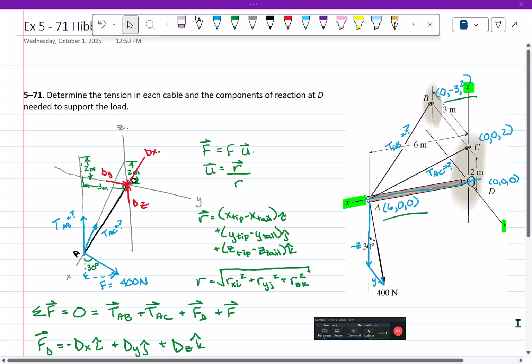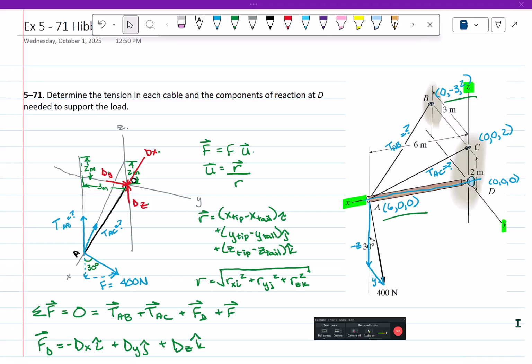I'm going to record the example that we started in class, and this is problem 5-71 in Hibbeler, the 15th edition. First I'm going to go over what we talked about in class and go through all of the equations in essence, and then start the solution. We weren't able to finish on Friday.